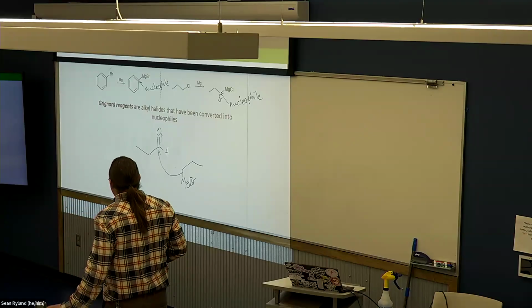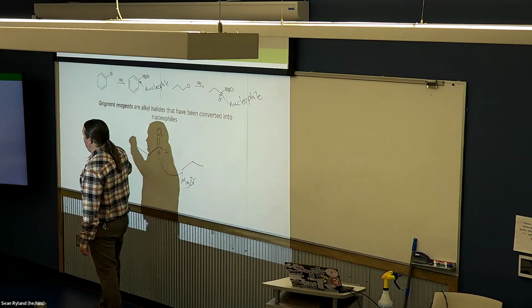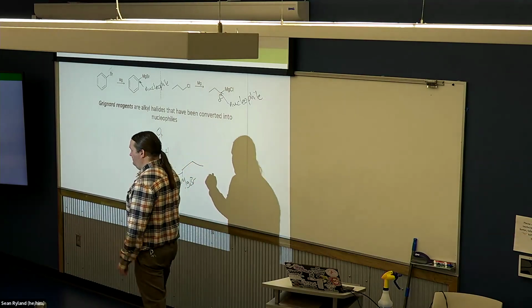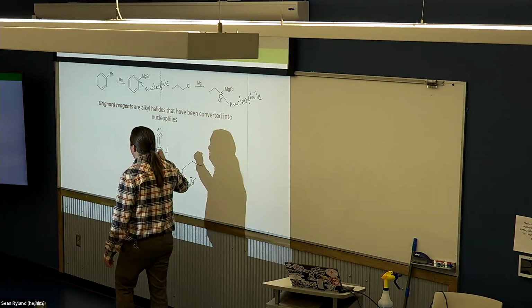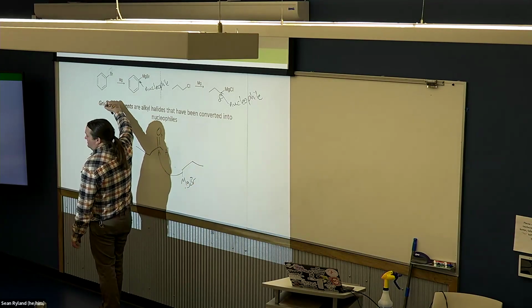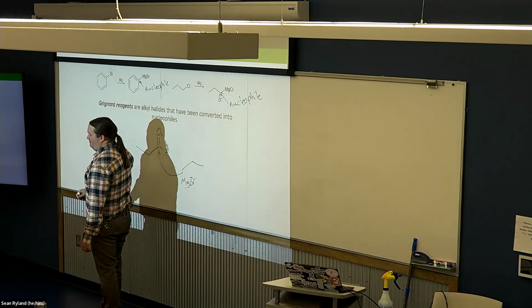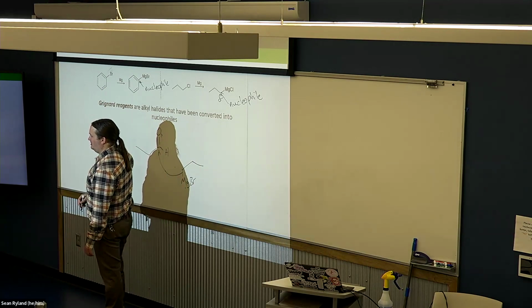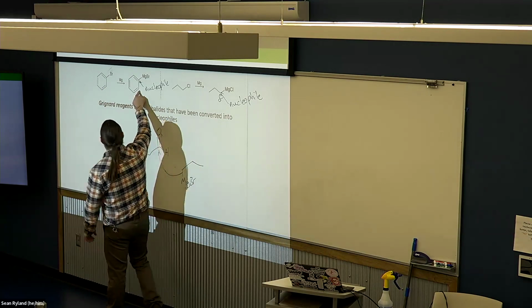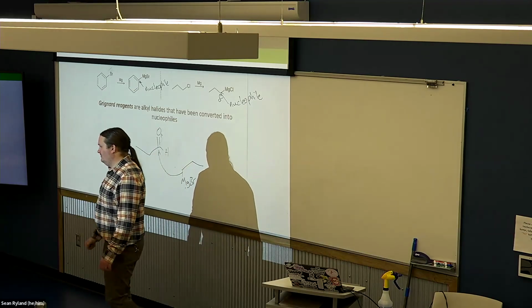And it's really easy to make these. Literally, we're going to do a Grignard reaction in lab, maybe the beginning of next quarter, depending on timing. Making the Grignard reagent is literally you take bromobenzene, add magnesium shavings to it, and you just let it sit. And it makes this. So you just imagine these disappear.